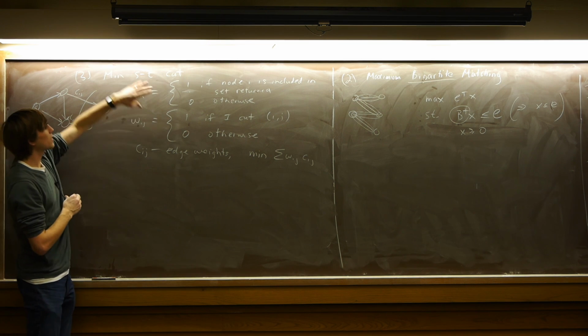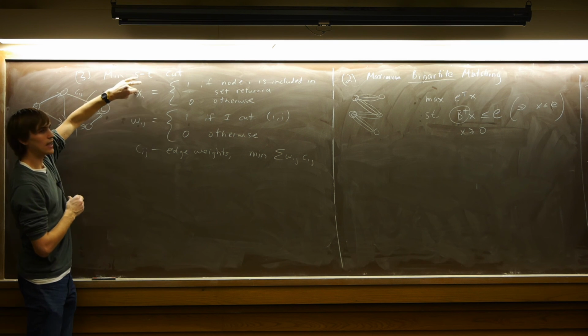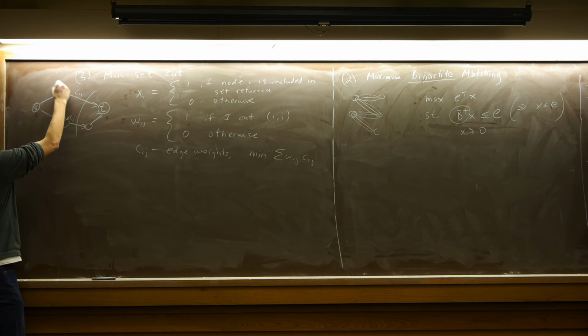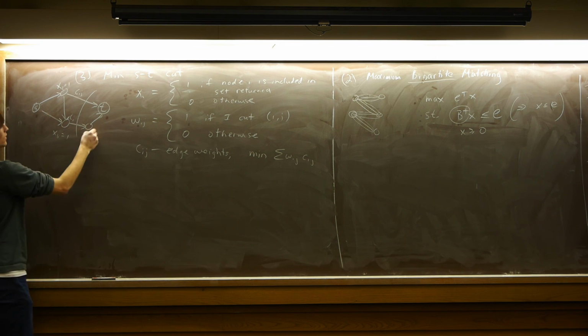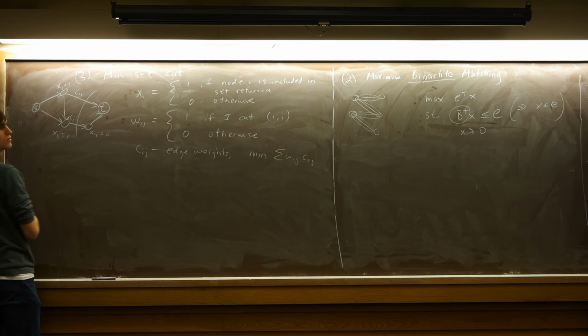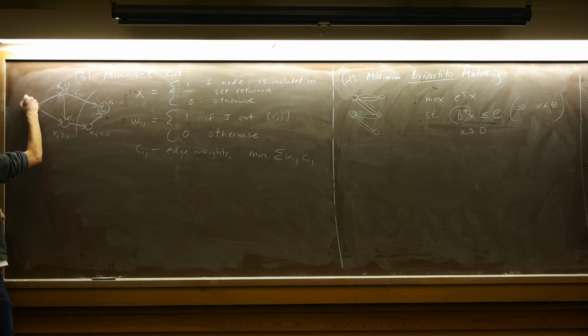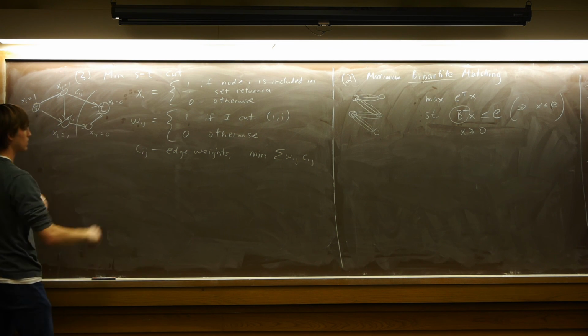And so where do these xi's come into play? It's an indicator vector for all of the nodes. Notice that when I cut these edges, it splits the nodes into two disjoint sets. So if this is x2, then that would be a 1. x3, that would be a 1. x4, this would be a 0. And then xt has to be 0, and xs has to be 1. So we've got both an x vector and a w vector.